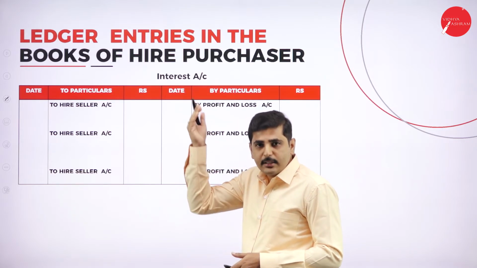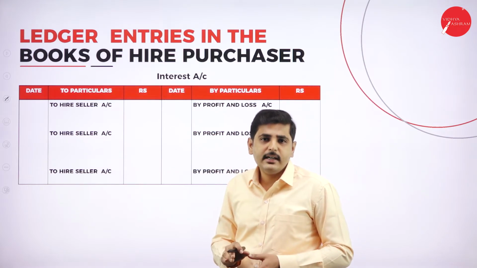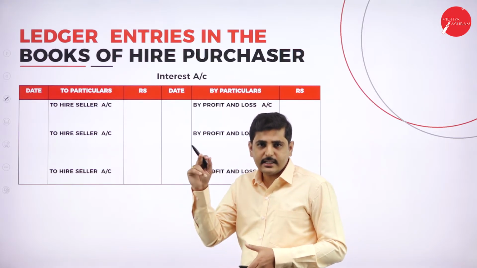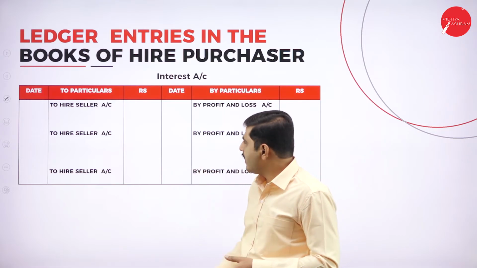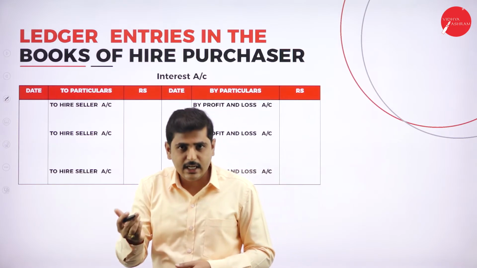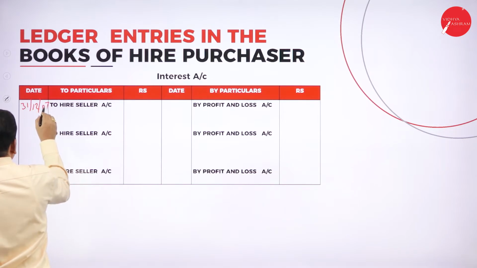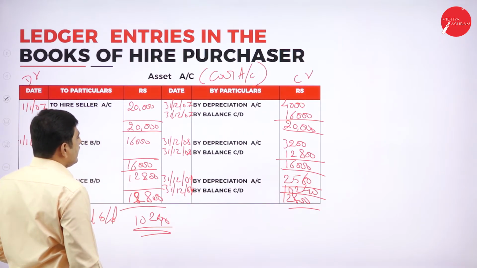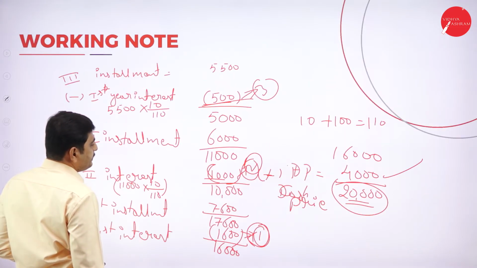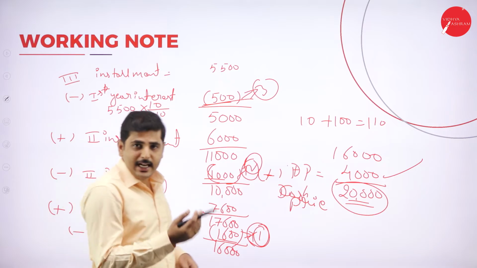Now let's go to the interest account. Where does interest appear in the journal entry? The first entry is the purchasing of the asset, the second entry is the down payment, and the third entry is the calculation of interest. What is the journal entry for calculation of interest? By interest account to hire seller account. We calculate the interest at the end of the year, that means 31st 12 2007. What is the first year interest here? Let's see. 1,600 is the first year interest, and interest will be transferred to profit and loss account.